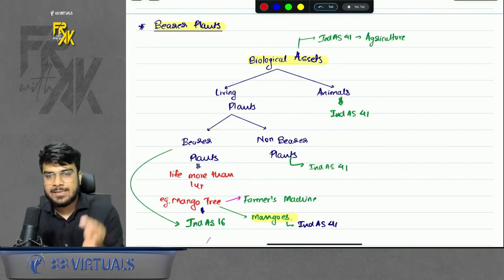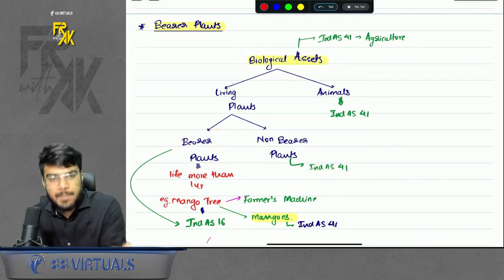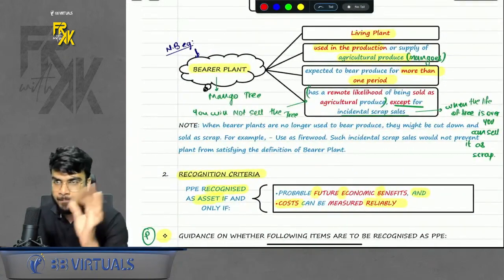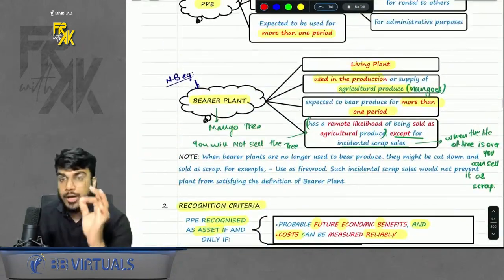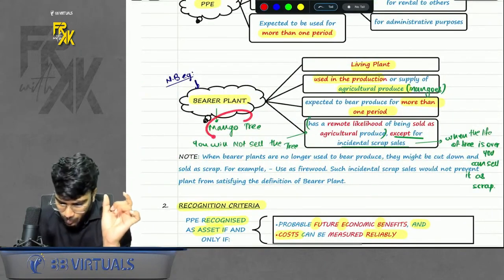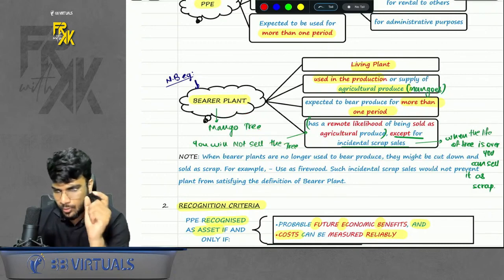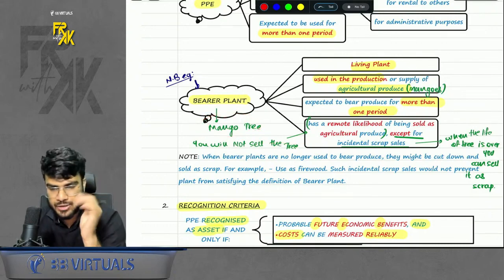Such bearer plants are very much like a machine for a farmer, right? So such bearer plants are covered under IND AS 16 only. Apart from this, do remember, from a bearer plant you might get some produce like mangoes. That mango is not covered under IND AS 16. Only the mango tree is covered under IND AS 16, right?